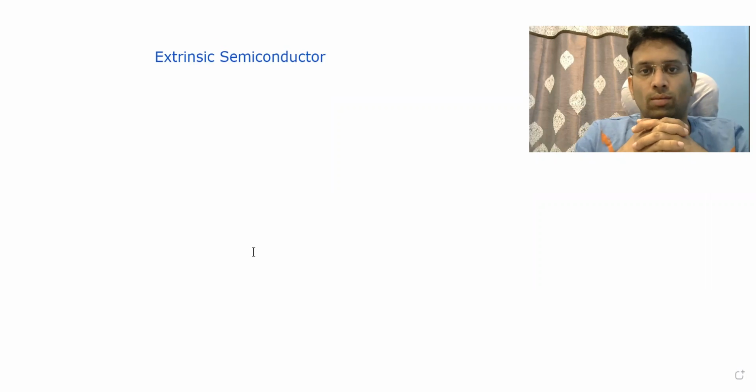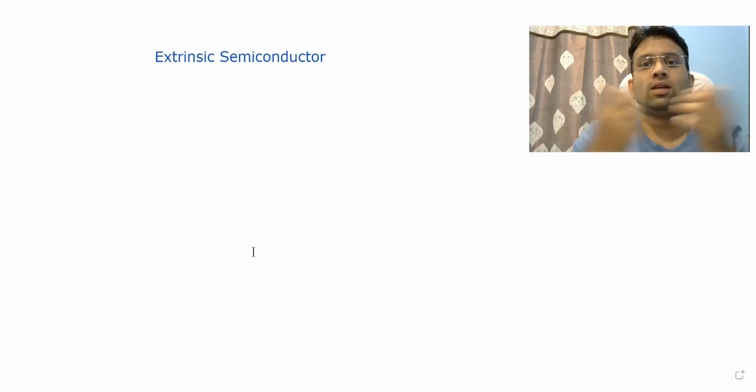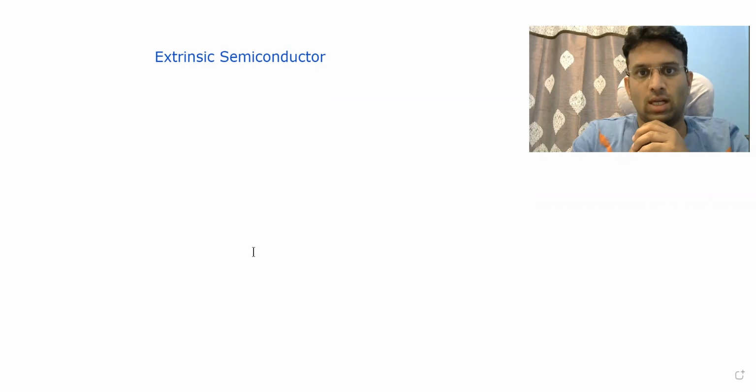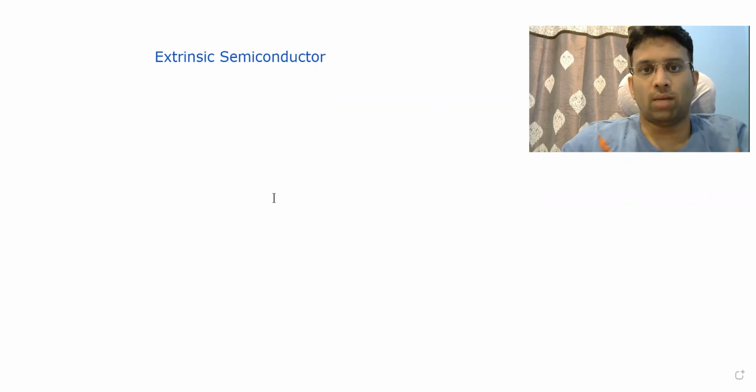In the last video, we discussed how to make an extrinsic semiconductor from an intrinsic semiconductor. That is done by adding impurities. So let us discuss in depth about extrinsic semiconductor by considering a simple example.